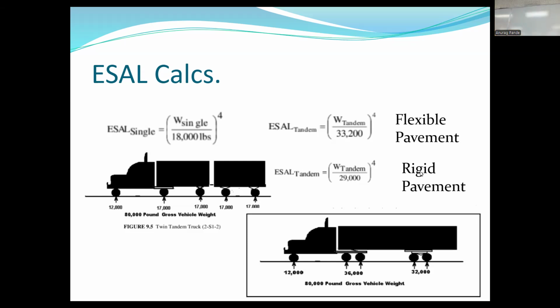So the standard load for a tandem. If somebody asks you, what's the standard load for a tandem axle on flexible pavement? That's 33,200. What's the standard load for a single axle? It's 18,000 pounds. And for a tandem axle on rigid pavement, the standard load is 29,000. So this is the equivalent single axle load that you're talking about.